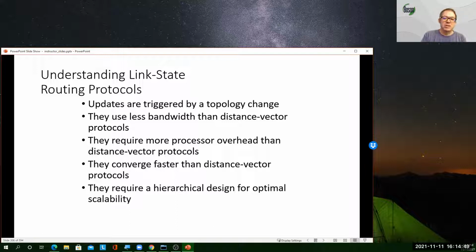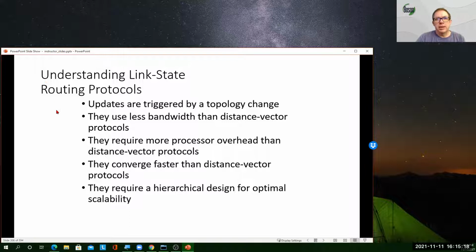So rather than advertise the entire table every 30 seconds, now we're just saying hello on whatever our hello timer is. Like the typical hello timer in EIGRP is 5 seconds with a hold time of 15. OSPF is 10 seconds for the hello and 40 seconds for the hold time. So they are better at getting the message out. They're faster to reconverge than the older protocols.